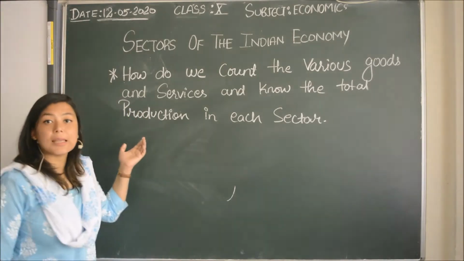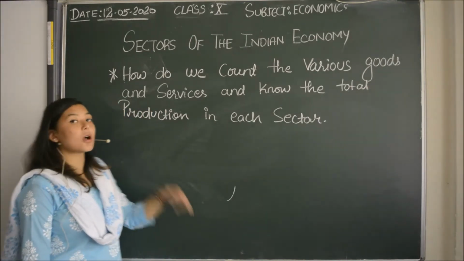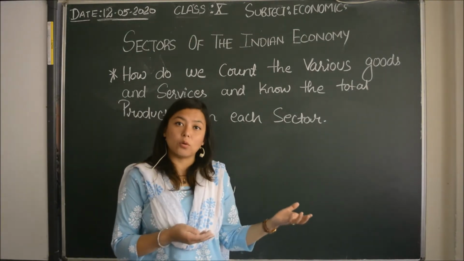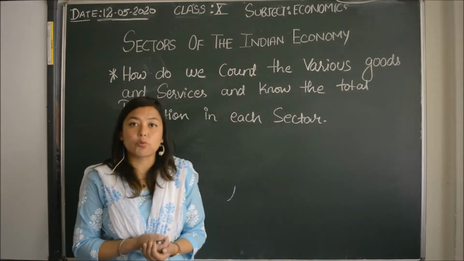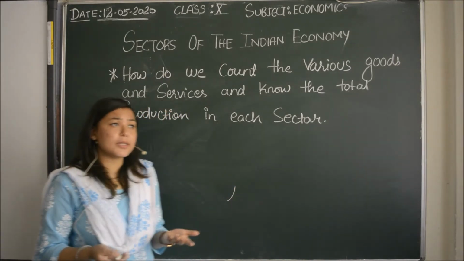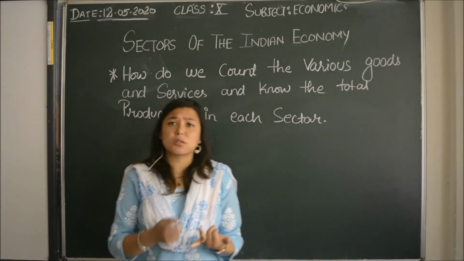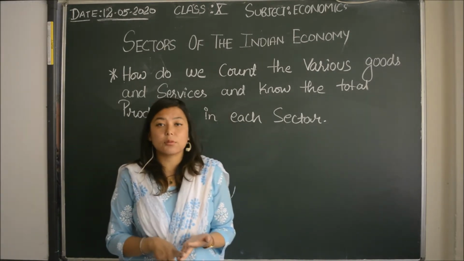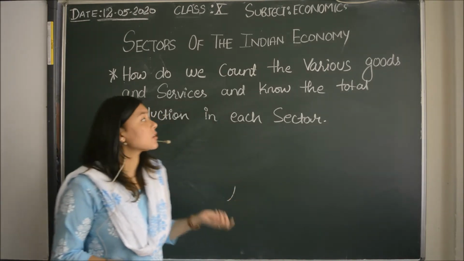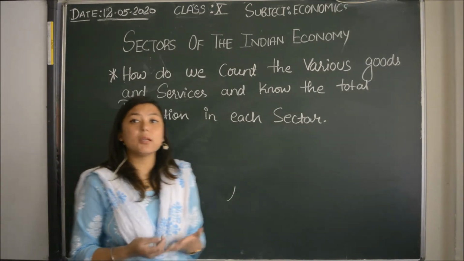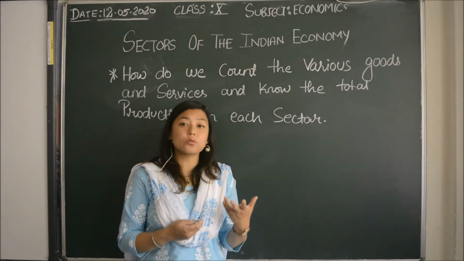So now the next topic is, how do we count the various goods and services and know the total production in each sector? How can we know that one sector is producing more? How can we compare these three sectors? Many products are produced in India, isn't it? Computers, cars, furniture like tables, chairs, bags, shoes. Many products are produced. So how can we count them in numbers? Can we count them in numbers? So many factories are there. How are we to count them?